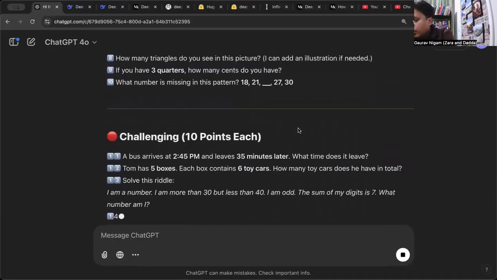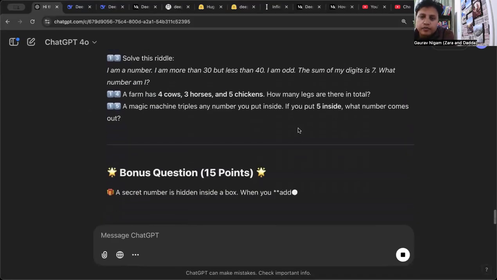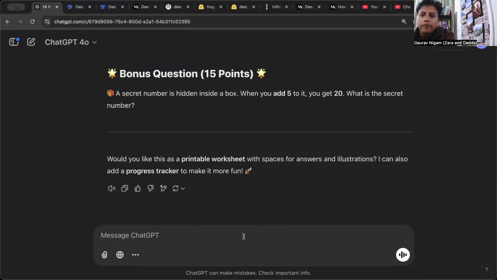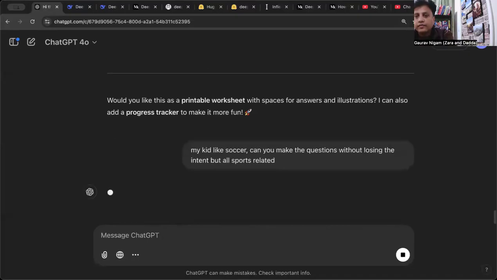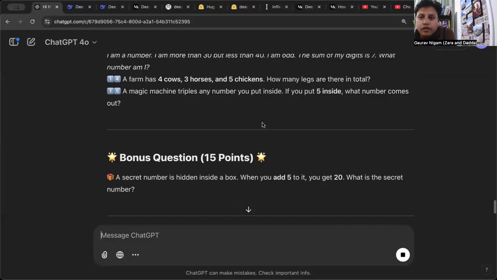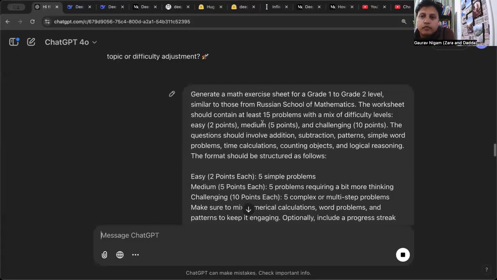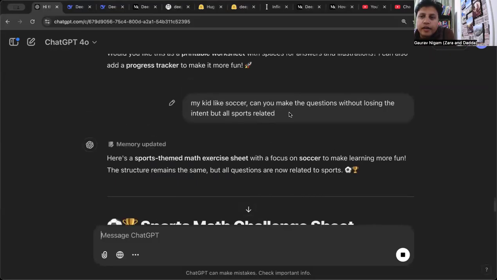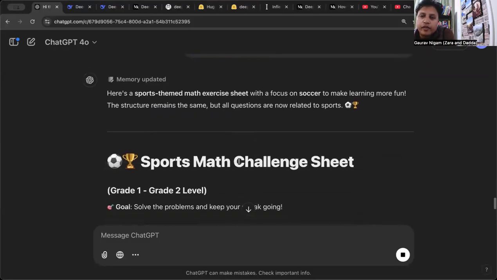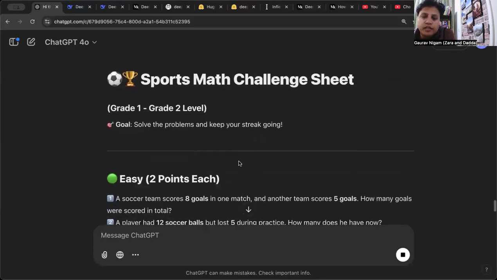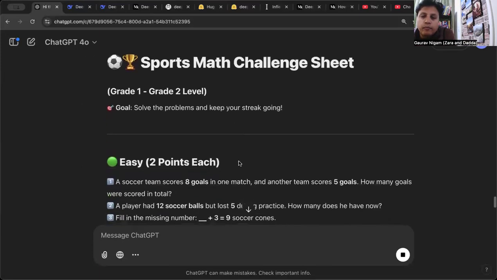Let me pick up another example. My kid likes soccer. Can you make the questions, without losing the intent at all, sports related? So right now, if you look, I did not go and update the big prompt. The only thing I did was update my intent. I can ask what was the prompt that I sent with my request, and you can see it generated a sports math sheet.